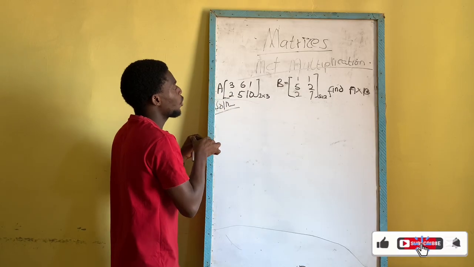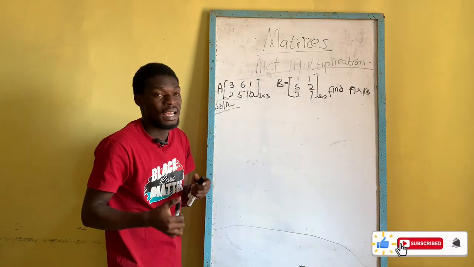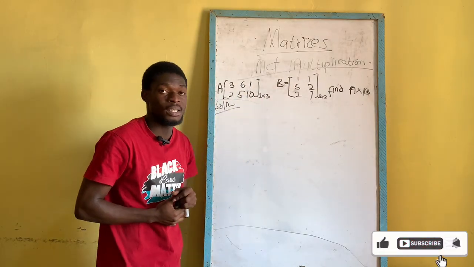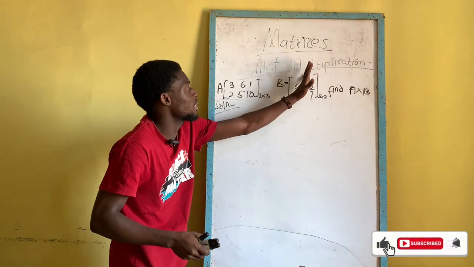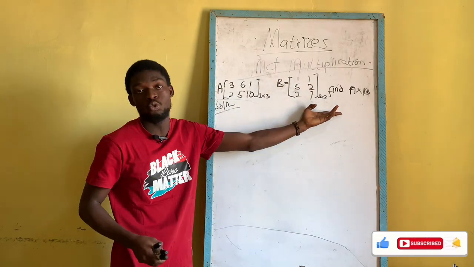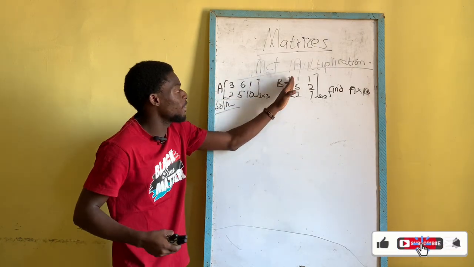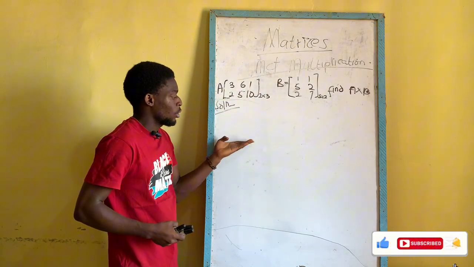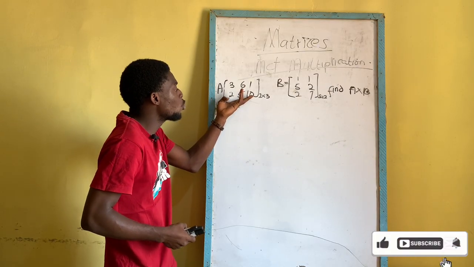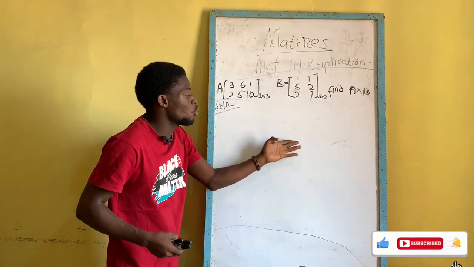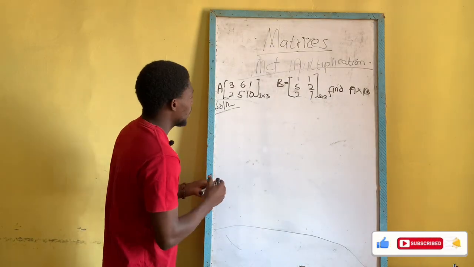As I said, we are going to take the first row, which is 3, 6, 1, and multiply by the first column of matrix B. After that, you take that same row and multiply by the second column to get your first row. Then your next step, you take the second row, multiply by the first column to get the second element. Then you take the same row, multiply by the second column to get your fourth element in order to get your second row. So now let's go.